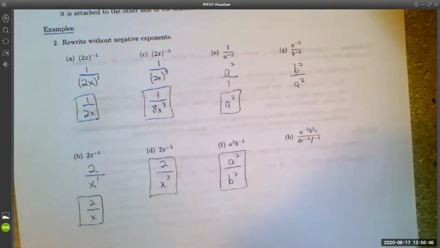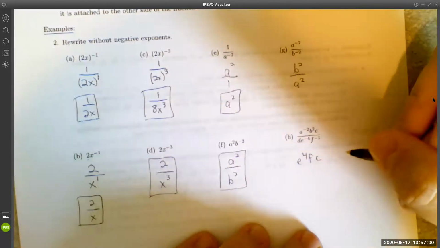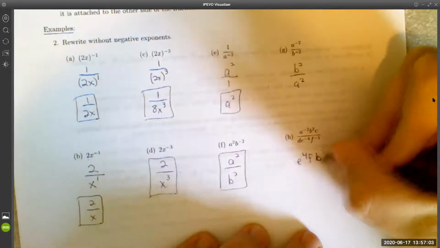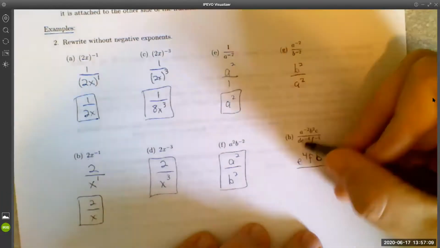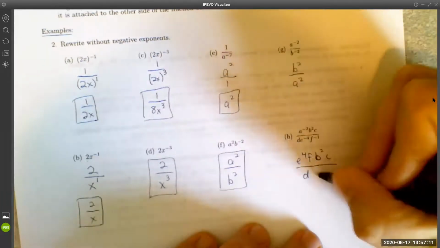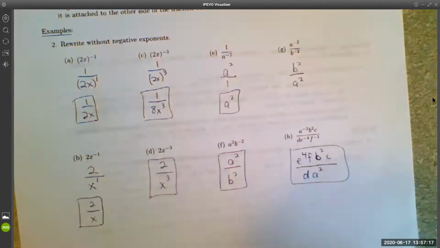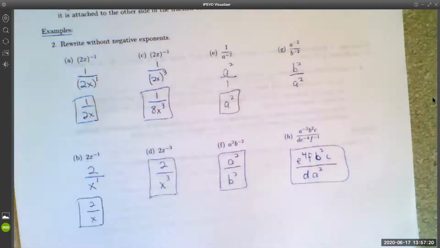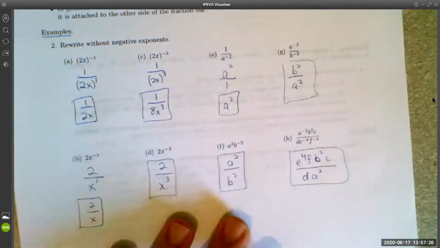Okay, here's my solution. Anything that has a positive exponent on it stays put. Anything that has a negative exponent on it moves to the other side of the fraction bar. So we should have e to the 4th, f to the 1st, c, oh, b squared as well, right? b squared and c, all of those things should be in the numerator. And then in the denominator, the d stays there, and the a squared joins it. That's what that one looks like. Okay, so hopefully you've got the idea. Hopefully that's crystal clear to you in case it wasn't in the past. Let's move on.